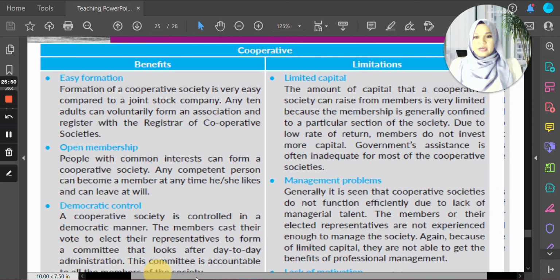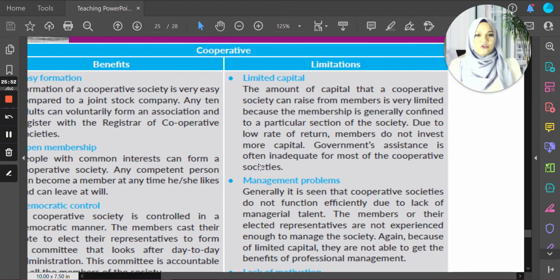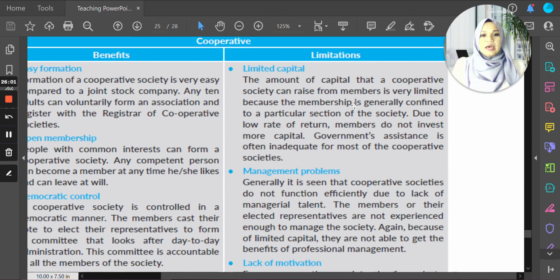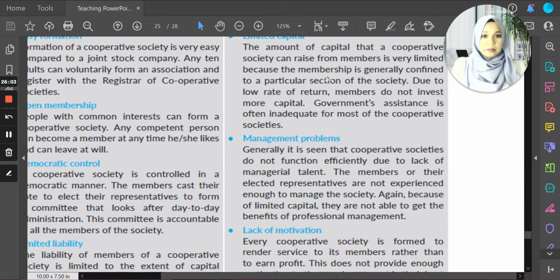Next, look at the disadvantages or the limitation of cooperative. They have limited capital, which is only limited to the amount of money contributed by the members. Alright, and then there could be some management problem, because generally it is seen that cooperative societies do not function efficiently due to the lack of managerial talent, because anybody can open up a society with a cooperative, whether you have the business background or not, right?